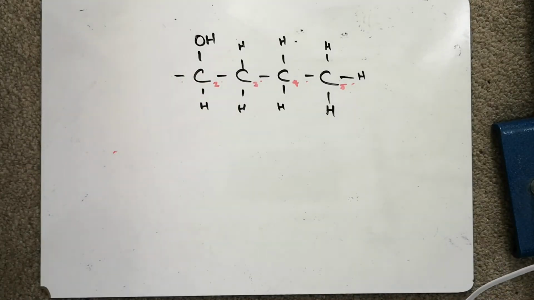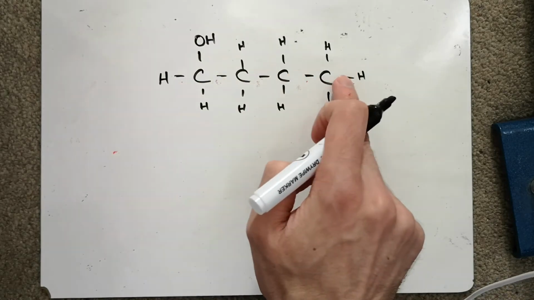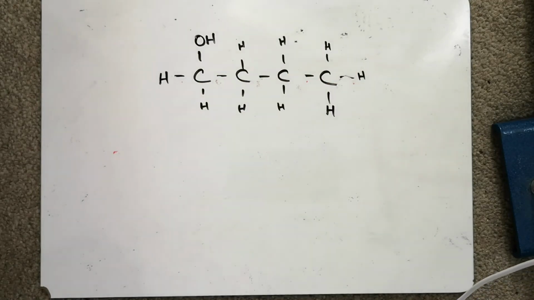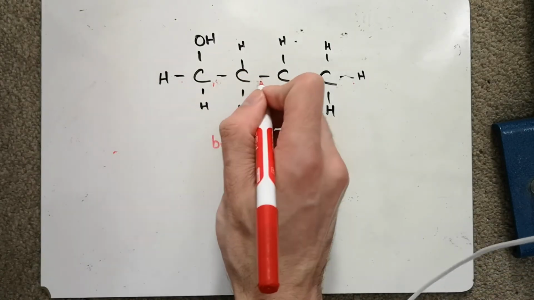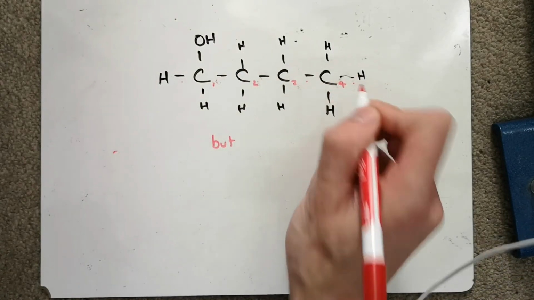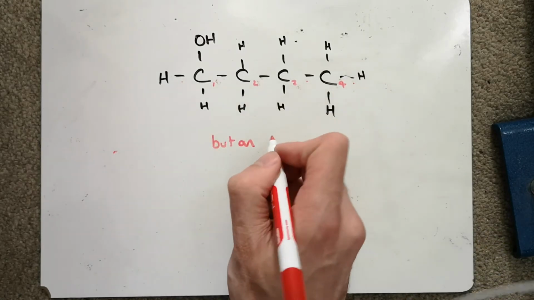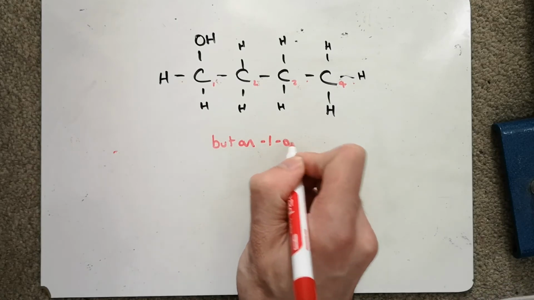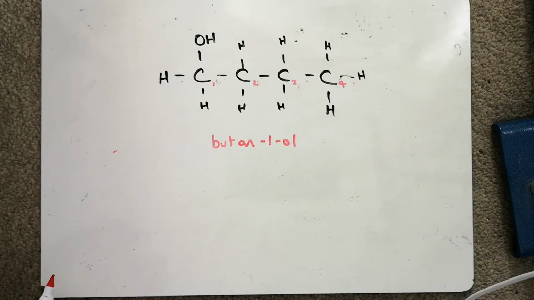Let's try another similar one to this. If you pause the video, see if you can name this compound now. This is but, 1, 2, 3, 4 carbons. Butane, because they're all single bonded. 1-ol, because the alcohol group is on the first carbon. So we've got here butan-1-ol.